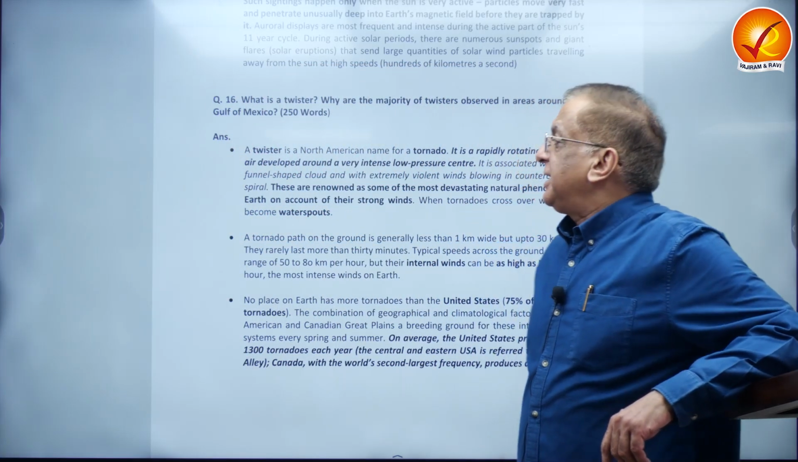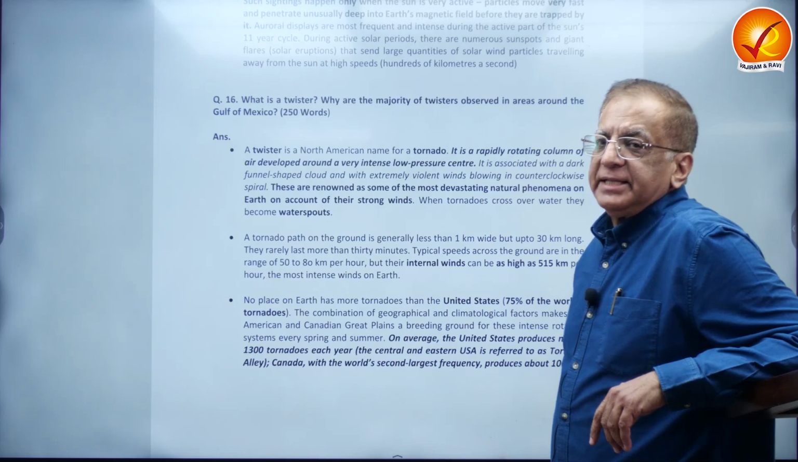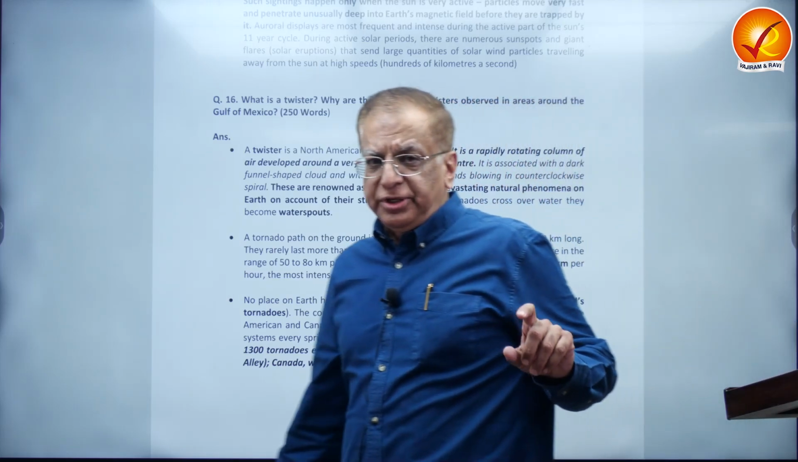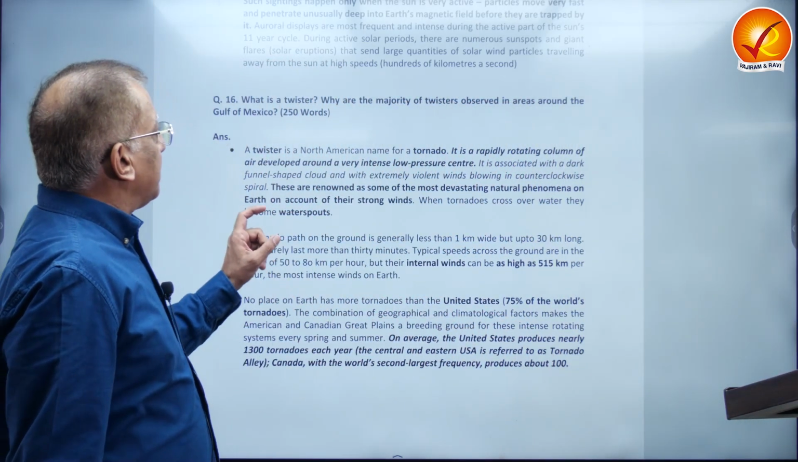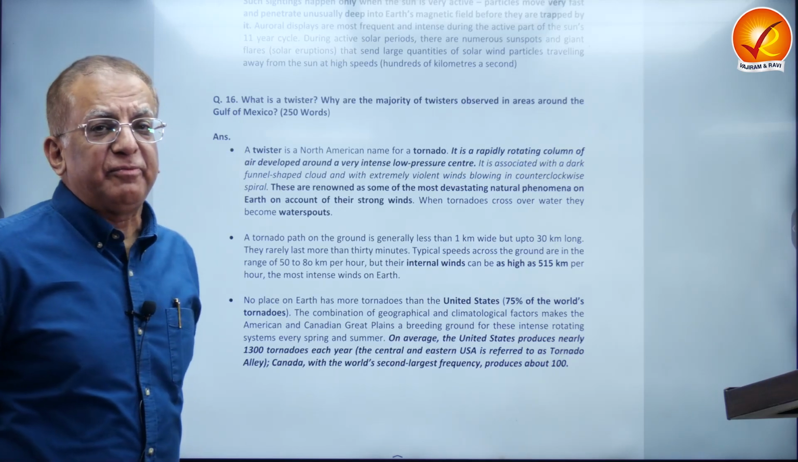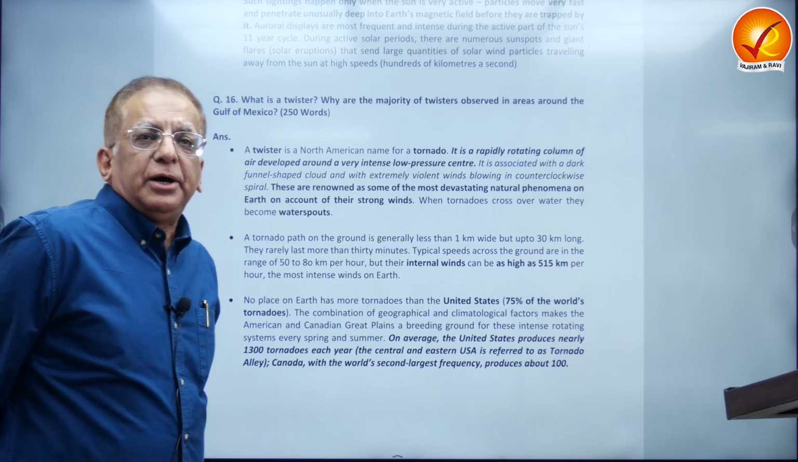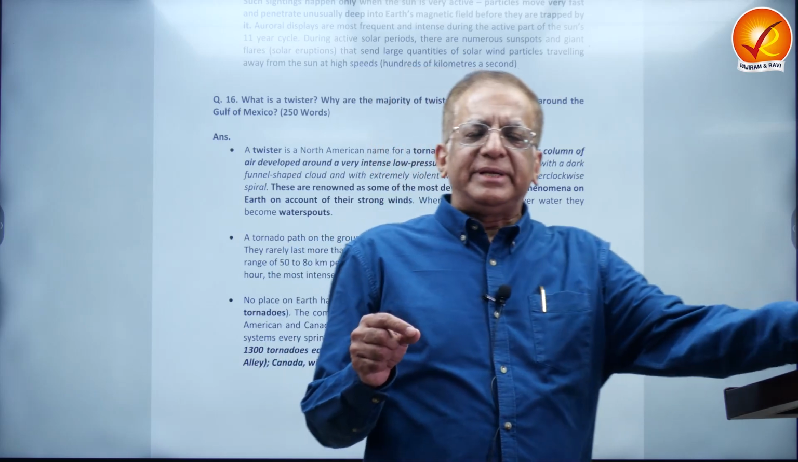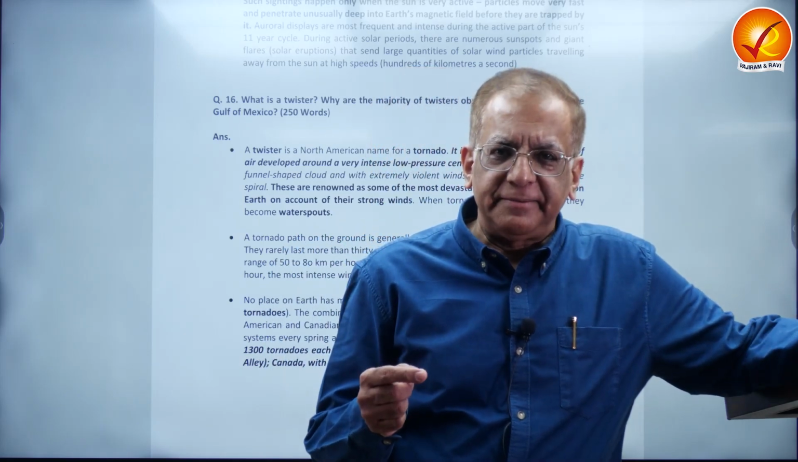The questions: the first part is, what is a twister? And the second part says, why are the majority of these twisters observed in areas around the Gulf of Mexico? Now see, twister is a North American term for a tornado basically.